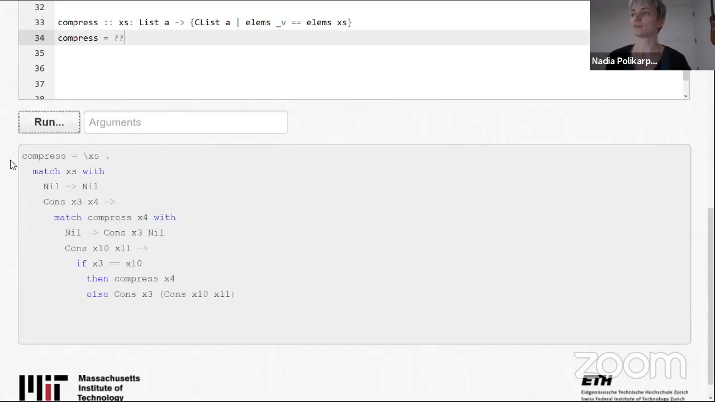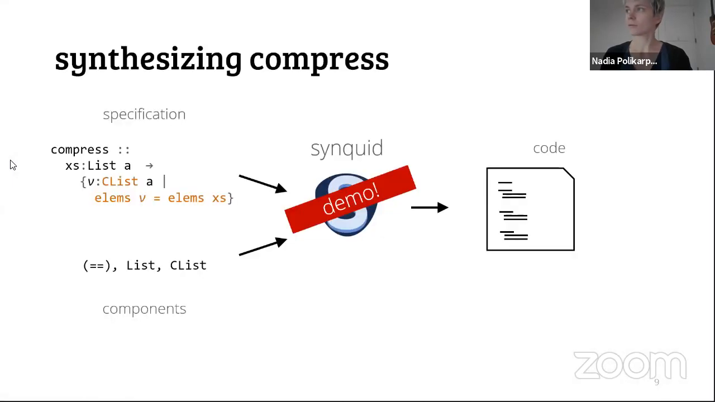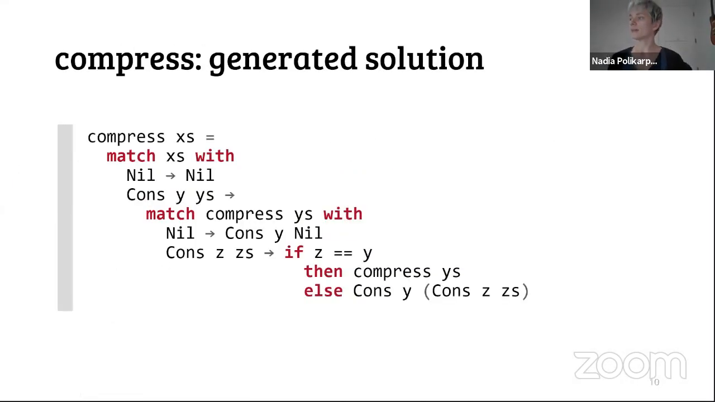So now I can press this run button, and with any luck, soon we will get a recursive implementation of this function in this simple function language that Synquit is using, which is sort of Haskell inspired, but not exactly that. But if you're familiar with Haskell or ML, you should be able to read this program pretty well. I also copied this program onto the slide, so let me switch back to the slide. So here's the same program. I renamed the variables a little bit so that it's easier to read.